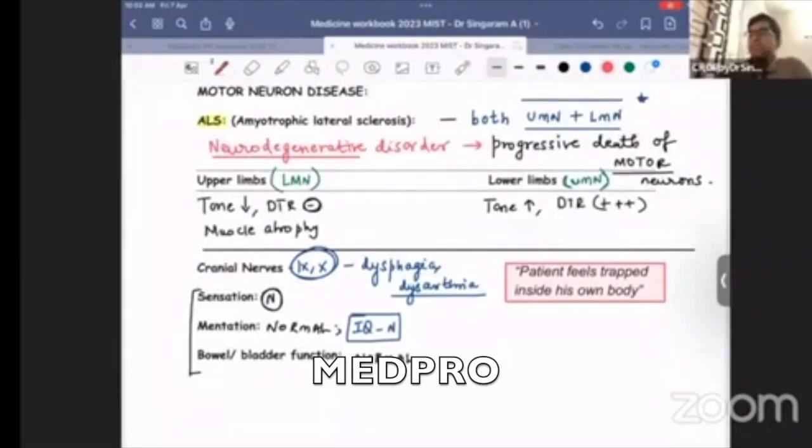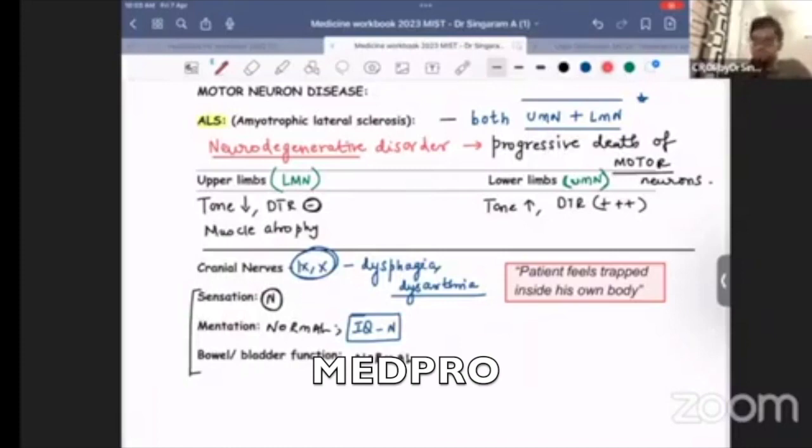Is that clear, everyone? Are you able to understand this? Okay, fine. Now, amyotrophic lateral sclerosis is a neurodegenerative disorder. I have told you this. A neurodegenerative disorder is something where you cannot cure the patient. We can only supportively try to manage the patient. We cannot make them survive for a long period of time. Only supportively you have to manage it.